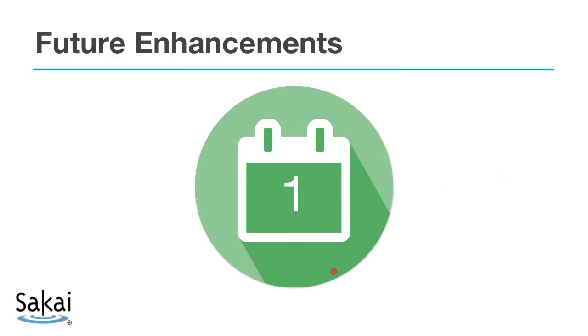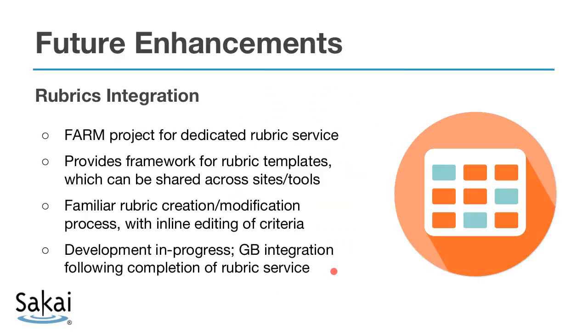We're going to dedicate the rest of the presentation, though, to talking about what features and functionality are on the horizon for the gradebook. So first off, I'd like to talk about some very exciting and much anticipated functionality coming soon to the system. As a result of another community farm initiative, a dedicated rubric service is being developed for Sakai. So the service is going to allow for the creation of both individual one-off rubrics, as well as rubric templates that can be shared between different sites and even applied within different tools in Sakai, such as the gradebook and assignments.